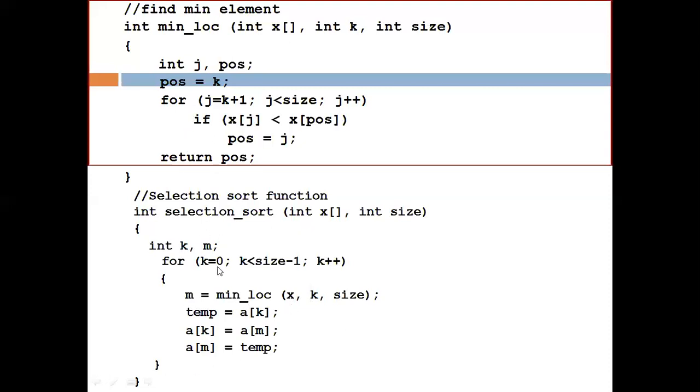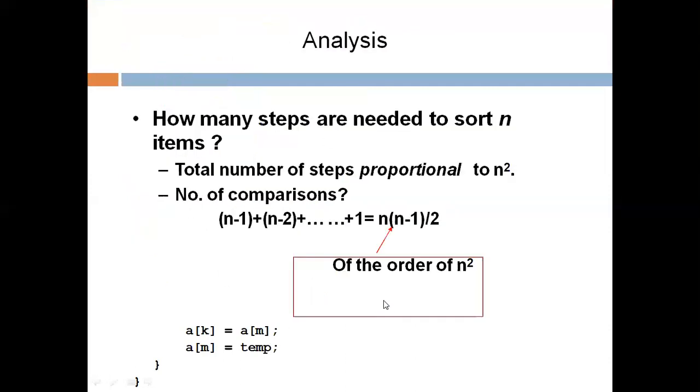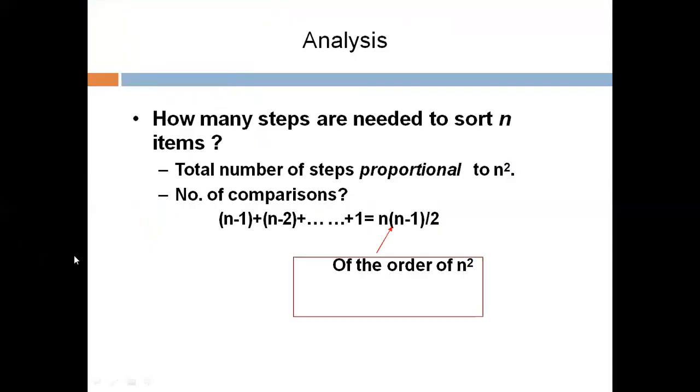Then again k is equal to 1, then we require n minus 2. Then n minus 3, and so on, at last 1. So n minus 1 plus n minus 2, and so on, plus 1. It is n(n minus 1)/2, and of the order n square. So this is about selection sort. In the next lecture, I will discuss insertion sort. So enough for today. Thank you.